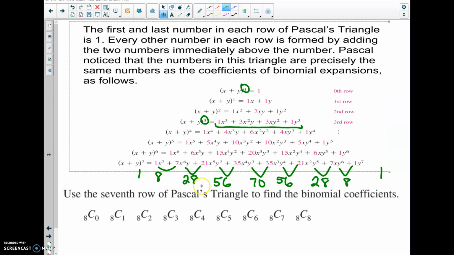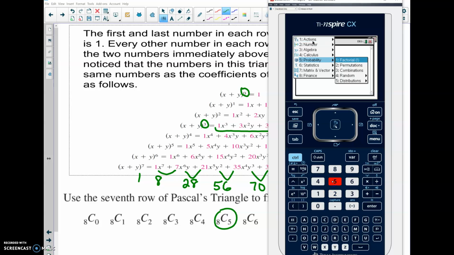Alright, so the remaining ones here, also notice that it's in the pattern where it's increasing and decreasing, and it's symmetric. There's an odd number of entries for this one, so 70 is by itself in the middle. So if you were to just do 8 choose 5 and solve for it, 8 choose 5 would be 56. Also notice on your calculator, menu, probability, 3 is combinations. You do n comma r, so 8 comma 5 is 56. And that's what we got there.